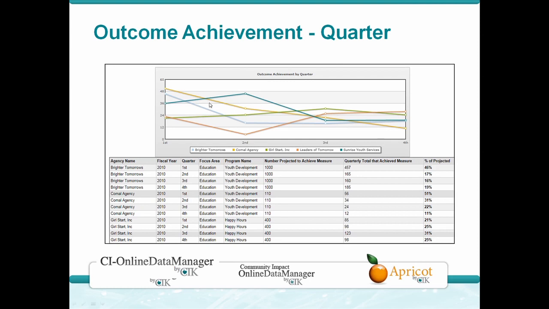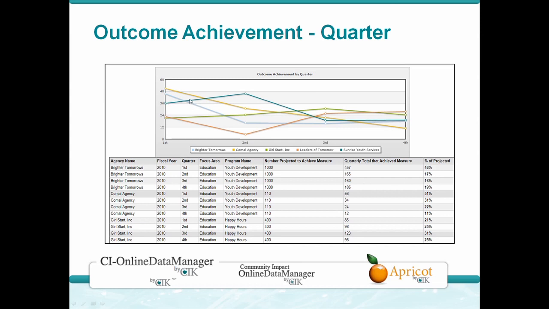So this is tracking each agency each quarter, remember, where they were highlighting how many kids actually did better on the post-test. How many met that indicator, that measurement, and did better. So looking at Brighter Tomorrows, the first quarter they said, remember, 1,000 kids would do better on the post-test. 457 did better the first quarter, which is 46%. The second quarter, 17. The third quarter, 16. And the fourth quarter, 19%.